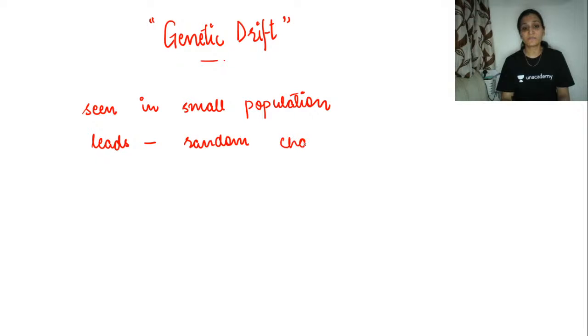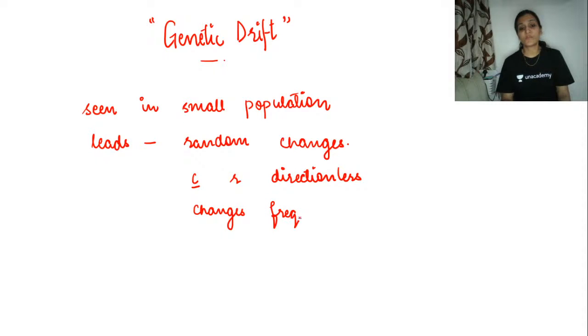Random changes, which are directionless, which are not having any kind of direction, which are just random, and it changes the frequency of alleles.